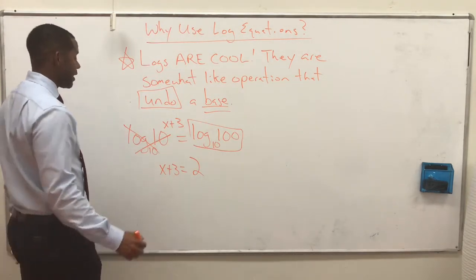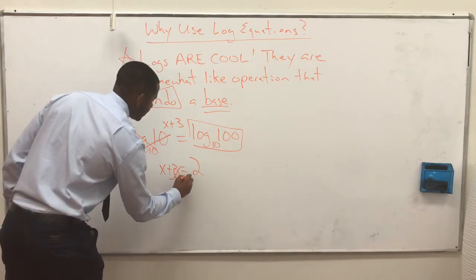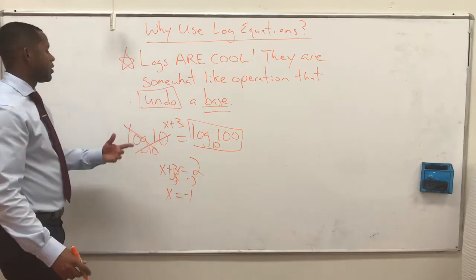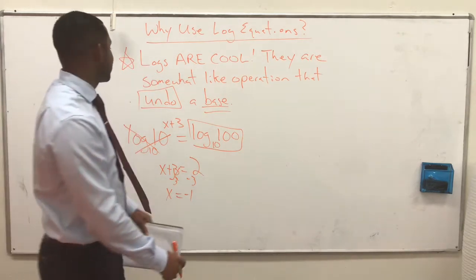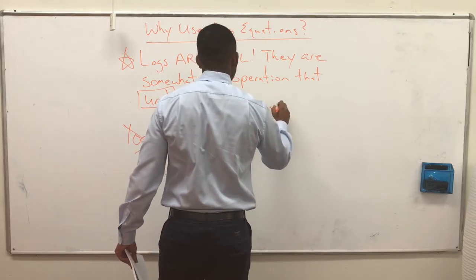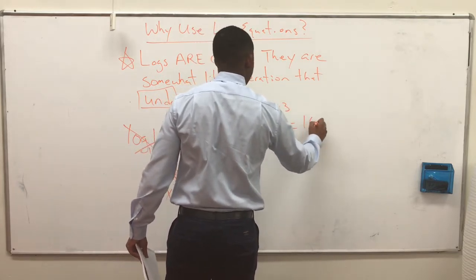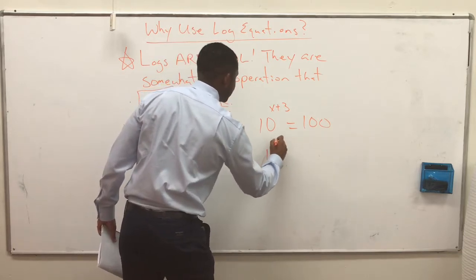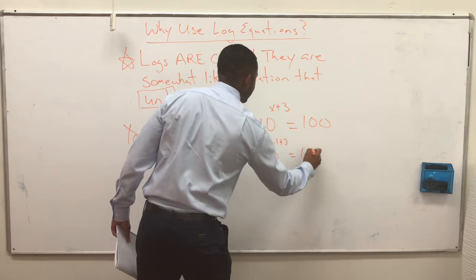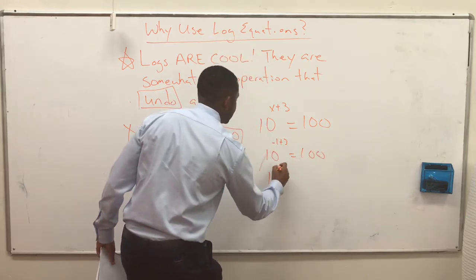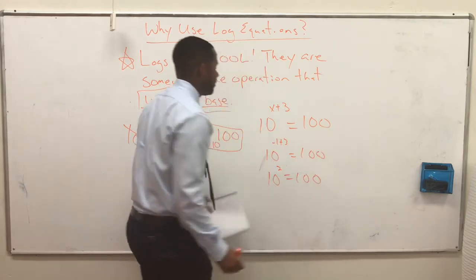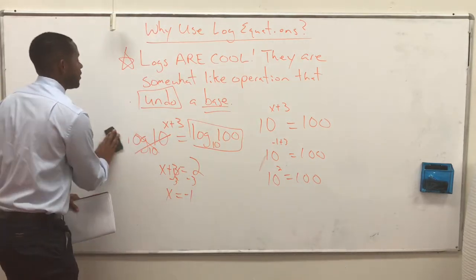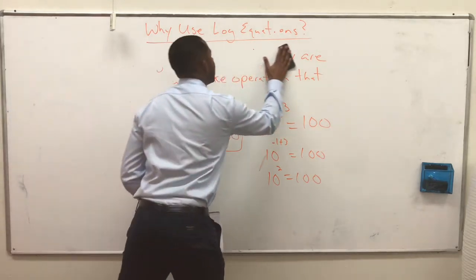Now I just have to solve this. Minus 3, x equals -1. Well, let's see if that makes sense. Let's go back to our original problem. It says 10 to the x plus 3 equals 100, right? We just said x is -1, so 10 to the -1 plus 3 equals 100, which means 10 to the 2 equals 100. 10 to the second power is 100. That actually worked, okay? Let us try another one.